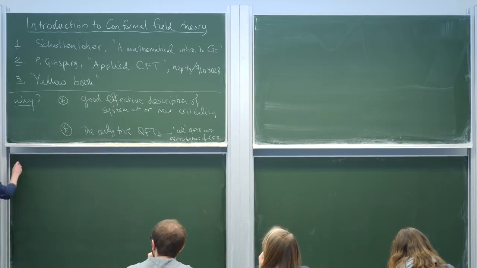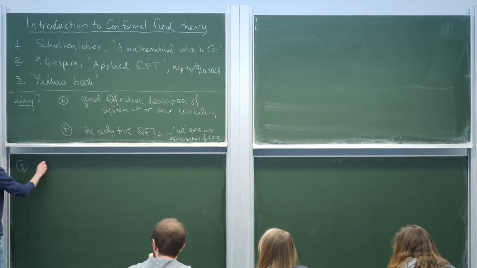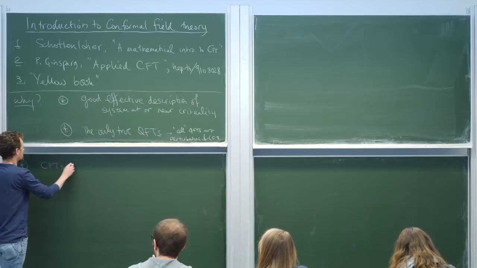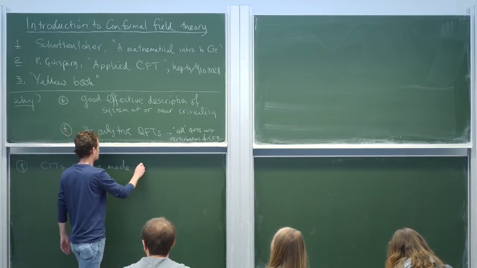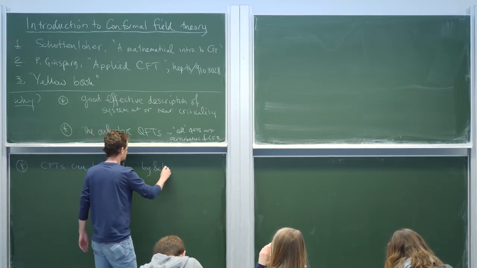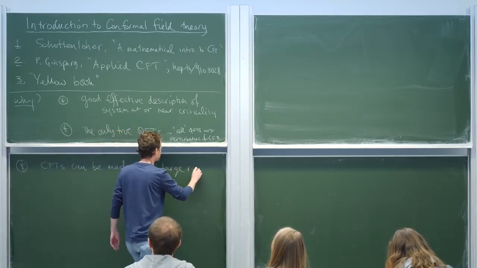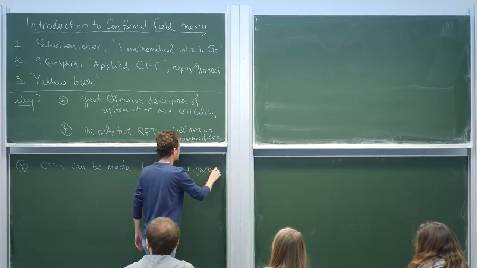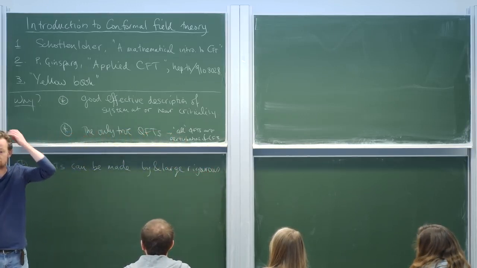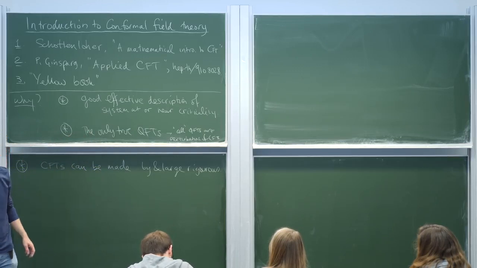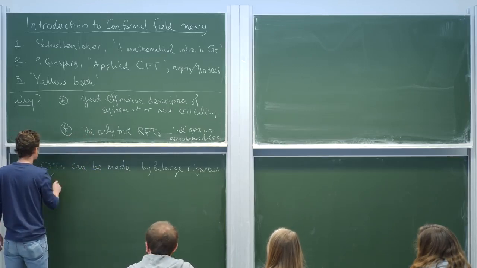There's a third. Something very attractive about conformal field theories is that by and large you can make rigorous, mathematically rigorous, the description of conformal fields, at least in 1+1 dimensions.